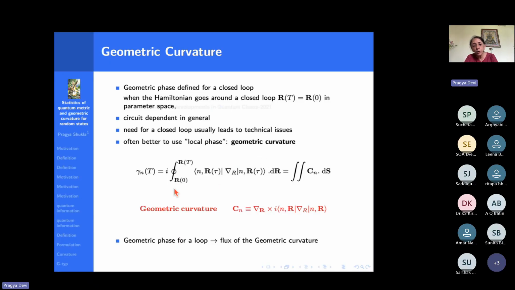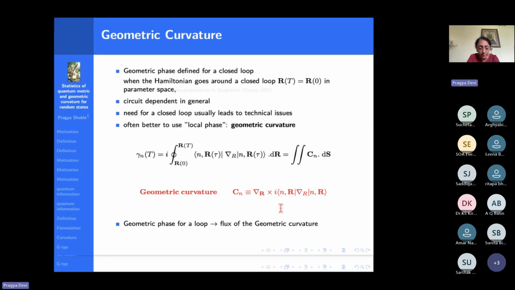So therefore, it's better to consider this quantity, and by using the Stokes theorem, you can connect the geometric phase, which is expressed by this formula, to an area integral. So this was the integral over the parameter space, and this was a volume element. Now you can convert it by using the Stokes theorem to the surface integral. And then that quantity which comes out is called the geometric curvature. And now it does not depend on the loop over which you traverse your path in the parameter space, and it is actually a lot more important.